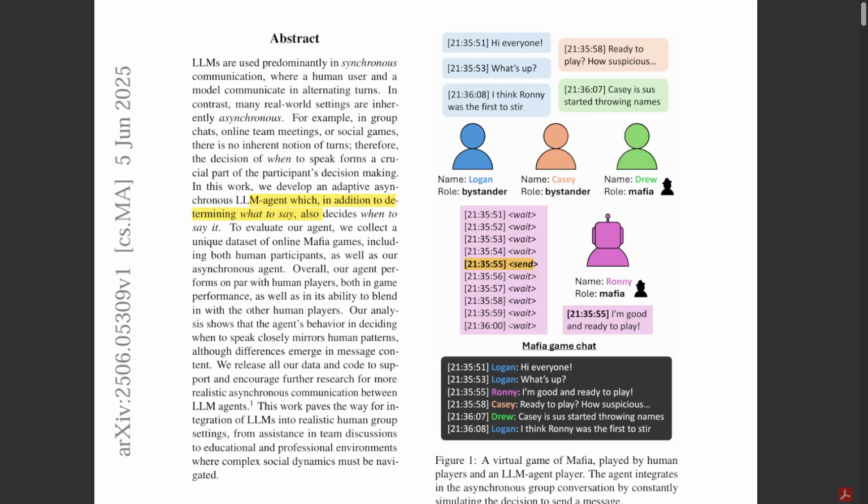Right. When do you jump in? When do you hold back? And according to the paper, they believe this is actually the first work to really tackle group asynchronous communication for LLMs head on. It's all about that crucial decision. Interject now. Wait. Say nothing. That dynamic timing. Yeah, that seems incredibly complex to model for an AI.